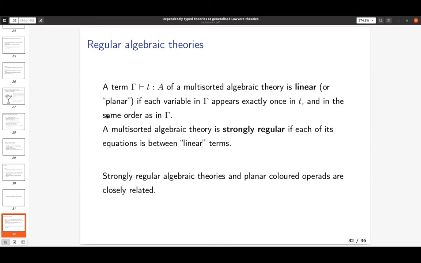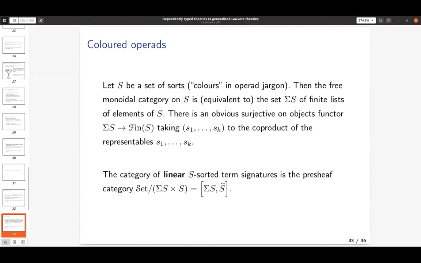A multi-sorted algebraic theory is strongly regular if each of its equations is between linear terms. So in each equation, each variable in the context appears exactly once in the same order on the left and on the right. So for example, the theory of semigroups is strongly regular, but the theory of commutative monoids is not, right? Because in the commutativity axiom, x and y are interchanged. Right, so there is a close link between strongly regular theories and planar colored operads.